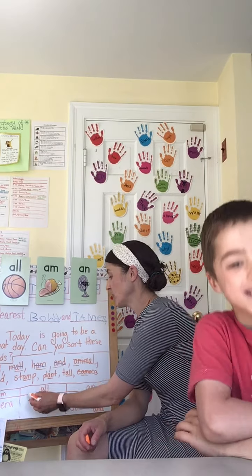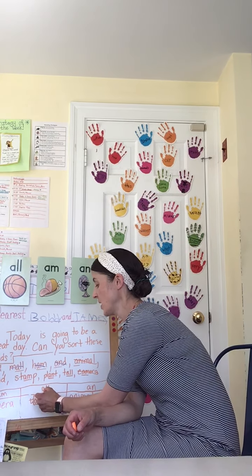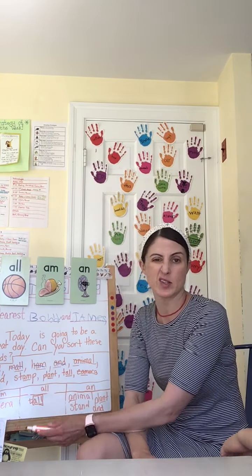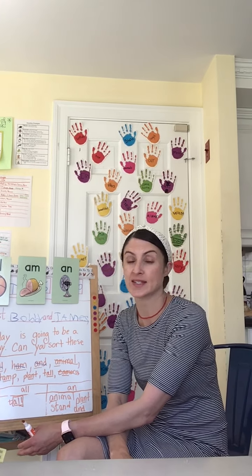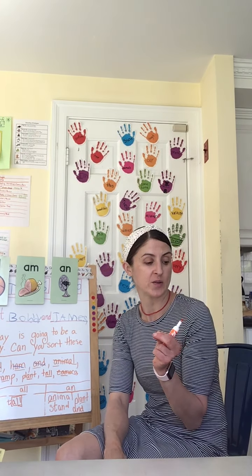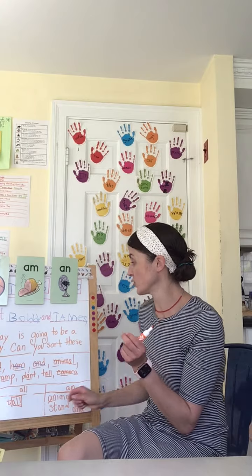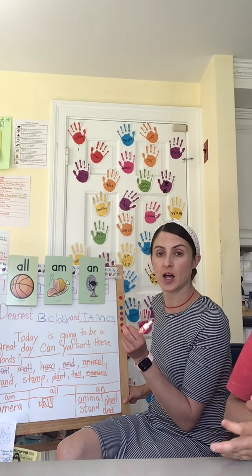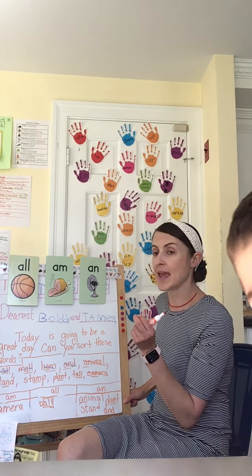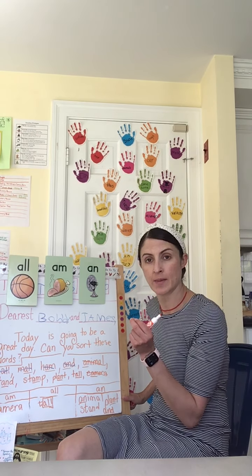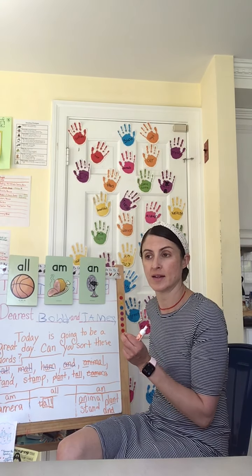So we represent a glued sound by putting a box around it, to let us know those sounds are kind of blended together. And the sounds make different sounds when they are glued together, okay? So let's review one more time. A-L-L, ball, all. A-M, ham, am. A-N, fan, an.